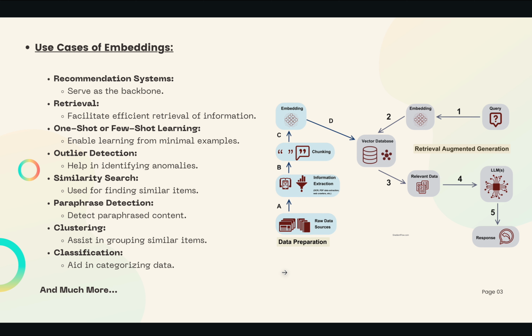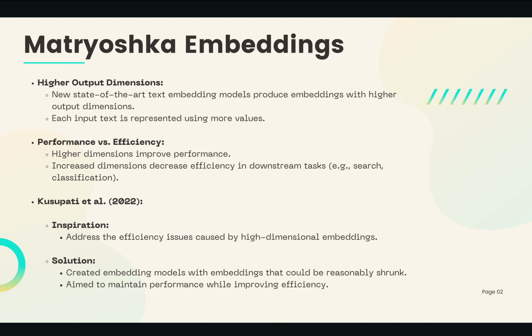We use embeddings in recommendation systems, where they serve as a backbone. Retrieval is one of the popular uses of embeddings, like in retrieval augmented generation. We need to convert the whole text that we have into embeddings and store it in the vector database. And we have outlier detection, similarity search, paraphrase detection, clustering, and much more.